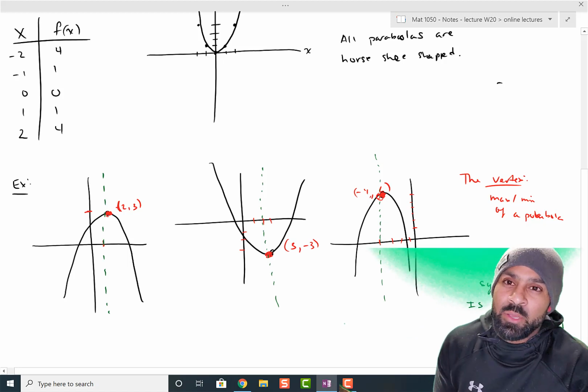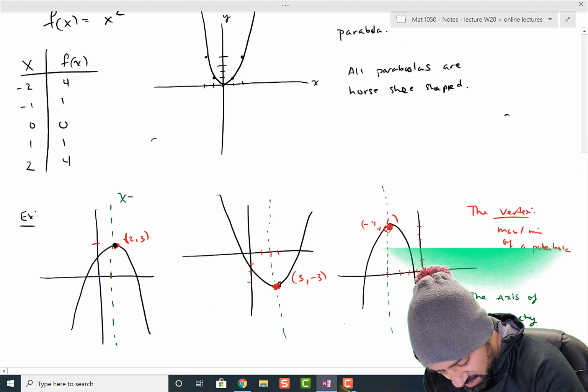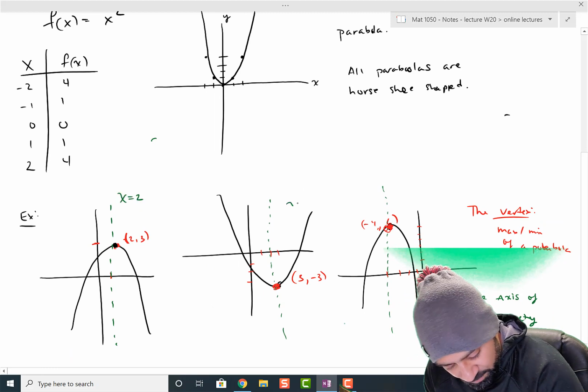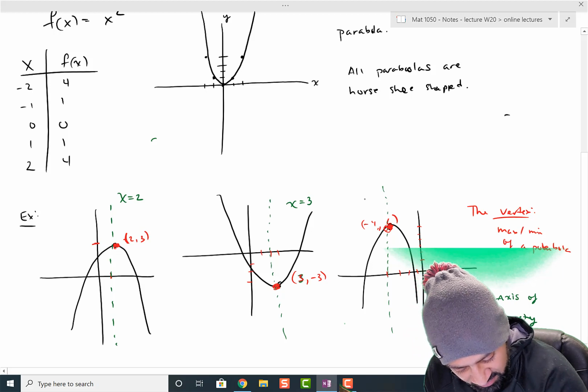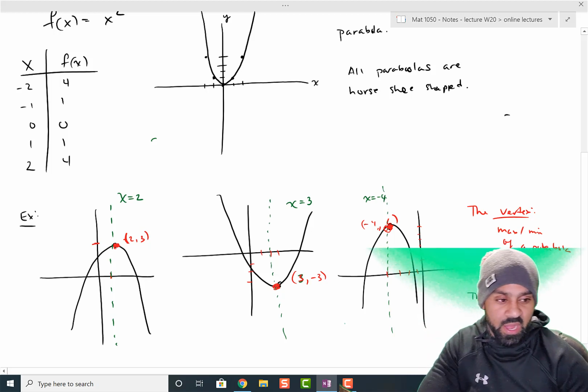So it's going to be x equals something. In this case, sorry guys, it'll be x equals 2. In this case, it'll be x equals 3. And this is x equals -4. So we're pulling on those skills we learned back in chapter 2. You have to be very conscious of this.